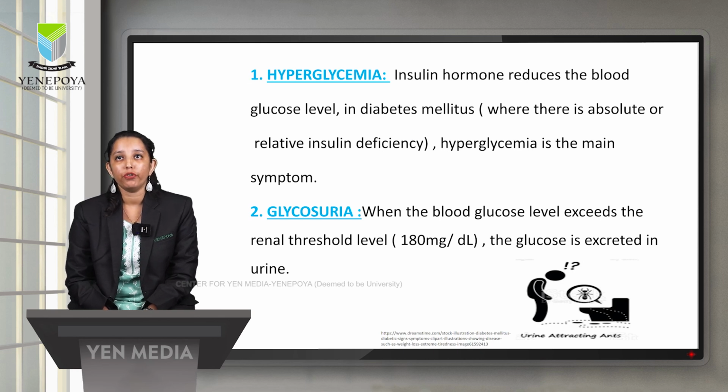Hyperglycemia. Insulin hormone reduces the blood glucose level. In diabetes mellitus, what happens is there is increase in glucose level because there is either absolute or relative insulin deficiency.